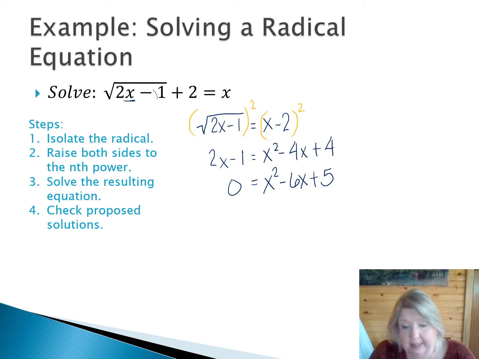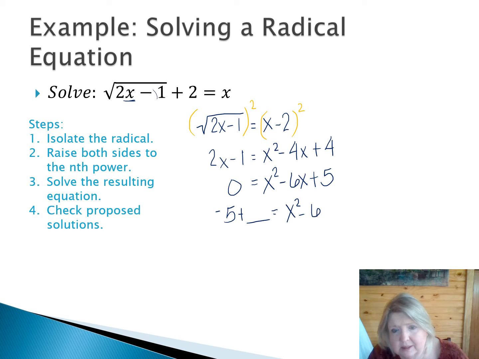Now, yes, I could do this one by factoring, but I also want to show you an example of doing it by completing the square just because we can. It's 1 and even. It's kind of simple. I'm going to move the 5 over here and make it negative 5. I'm going to leave room for plus some number. And this will leave me with x squared minus 6x plus that same number.